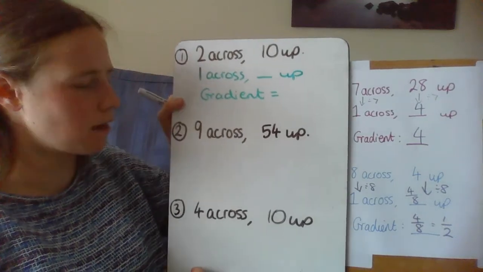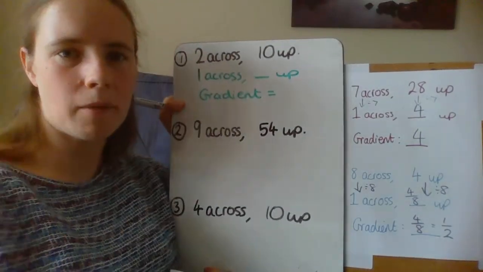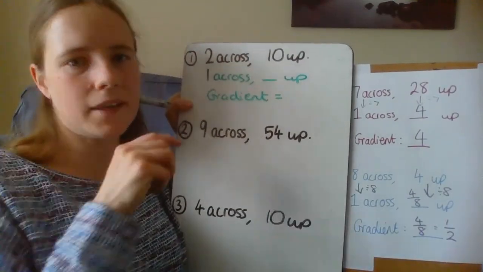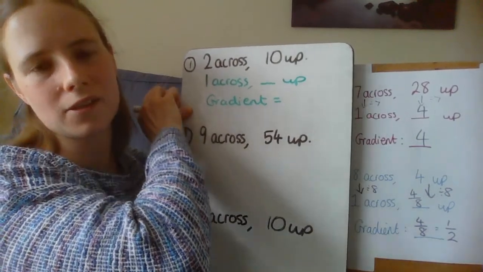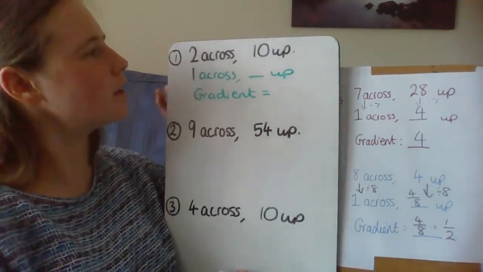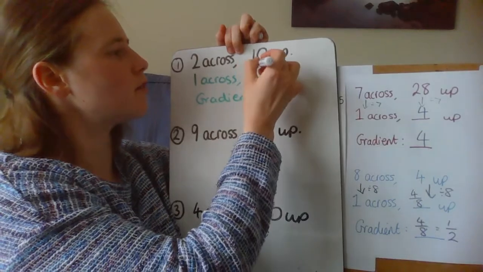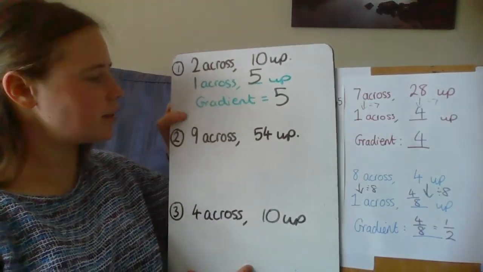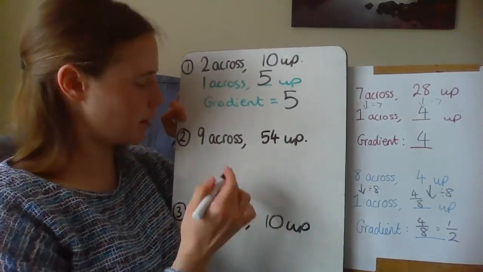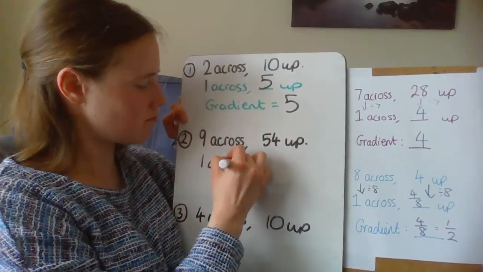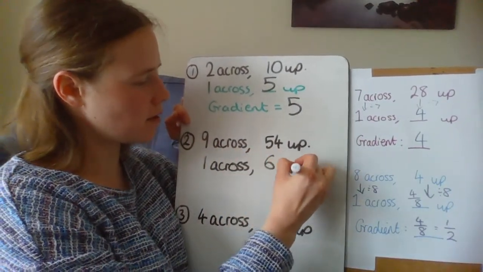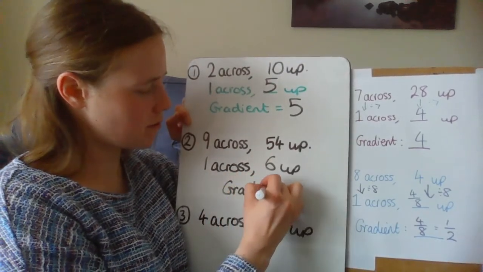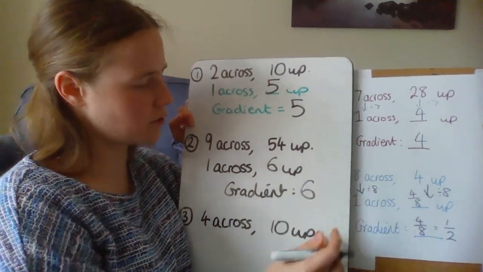Okay, so here is how I would think about the first one. I'm going 2 across, 10 up. I need to divide by 2 to get that to a 1 across. So when I divide the other side by 2, I'm going 5 up. So the gradient is 5. For the next one, I need to divide both sides by 9 to make it 1 across, 6 up. So the gradient is 6 for this one.